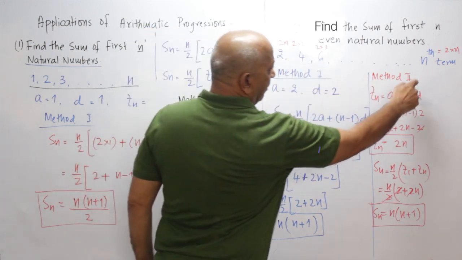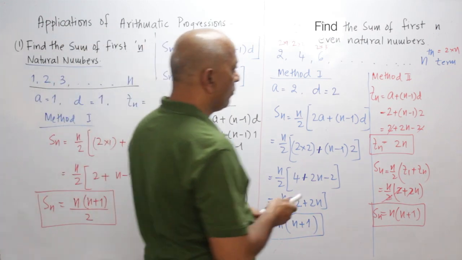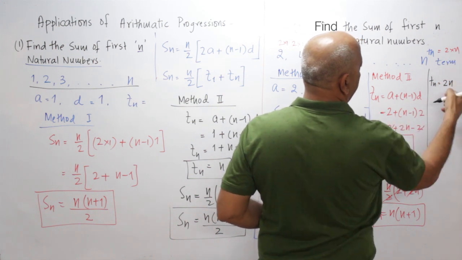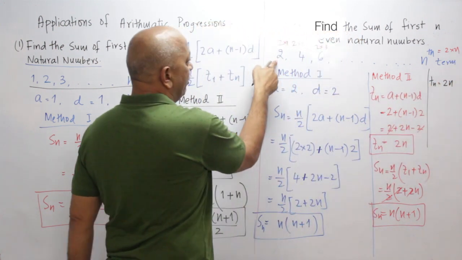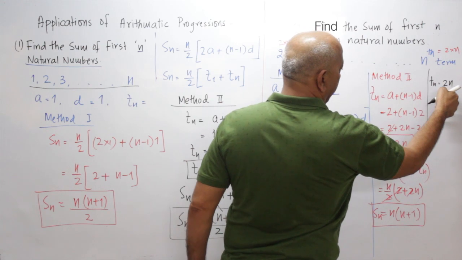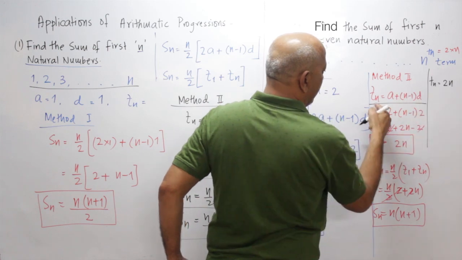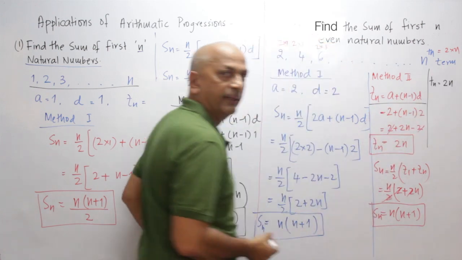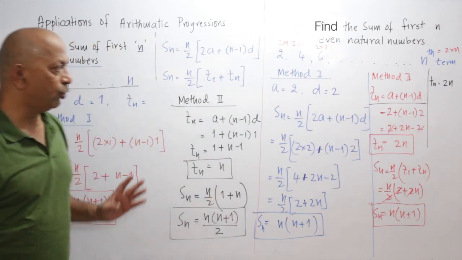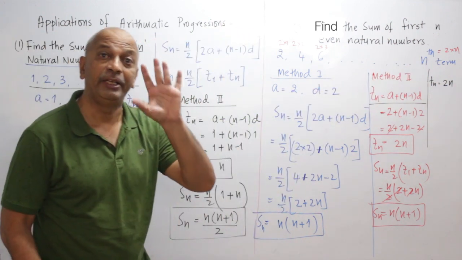See, what is the shortcut? For the nth term value, just write 2n. Tn is equal to 2n. How did I get this value? First term 2 into 1, second term 2 into 2, 2 into 3. So the nth term is 2 into n. There is no need to calculate the value of the nth term by this equation. You can simply jump to 2n. This is the smart work. So you should be able to do it both ways. Don't get confused between the nth term and the value of the nth term. Both are different.